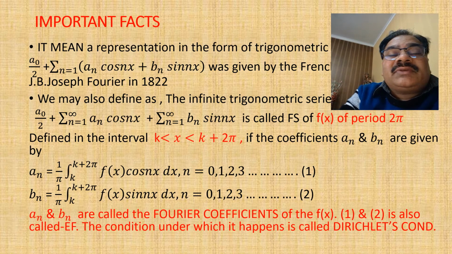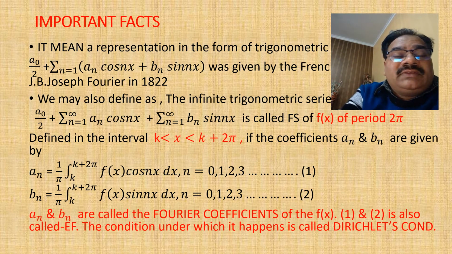It means a representation in the form of trigonometric series, that is a naught by 2 plus summation over n equal to 1 to infinity a n cosine n x plus b n sin n x, was given by the French scientist J.V. Joseph Fourier in 1822.